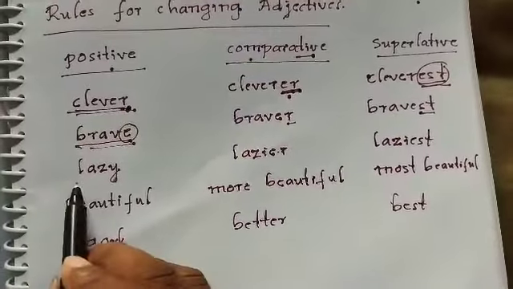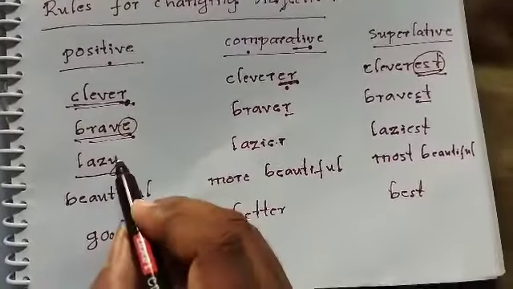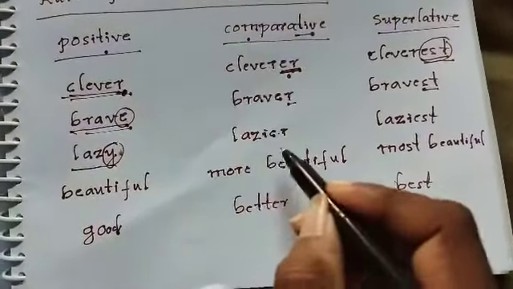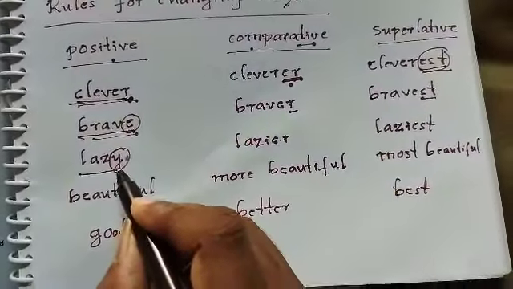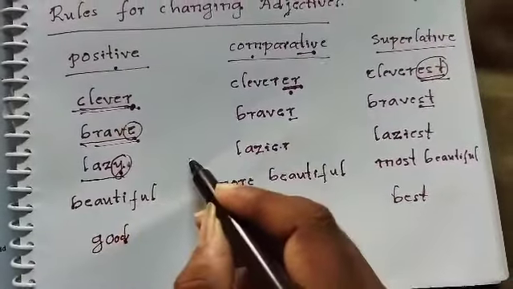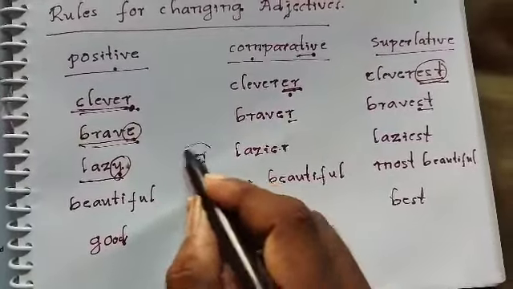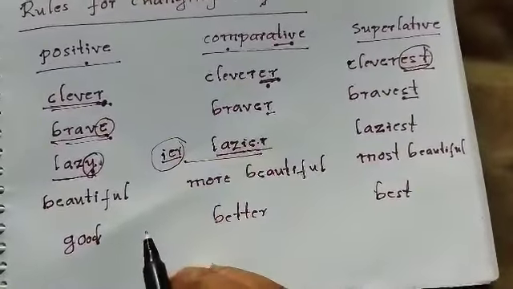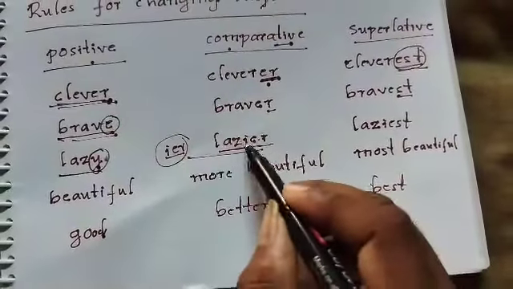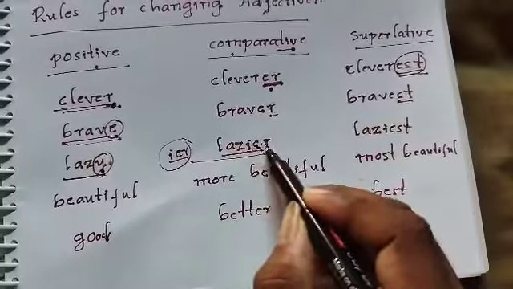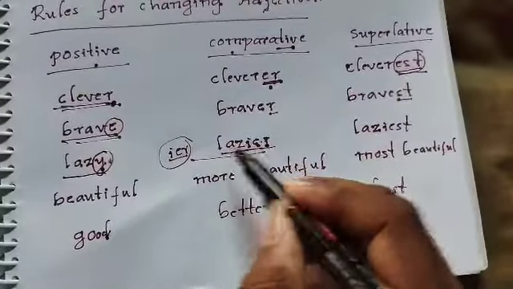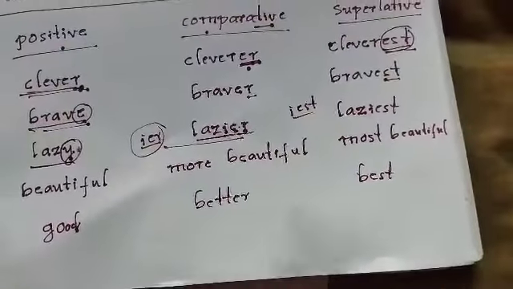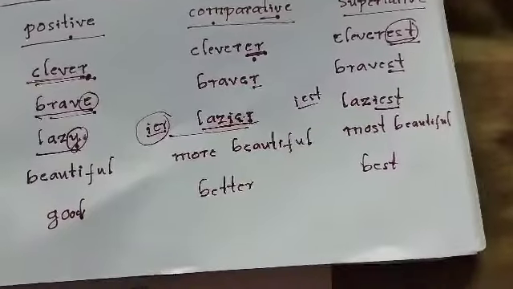Okay, now next, see, the third word is lazy. The word ends with y. So simply we have to remember, for words ending with y, if we add ier, it will become comparative degree. See, lazier, comparative degree. Okay, so the simple way is ier. In the same way, iest will become superlative degree.